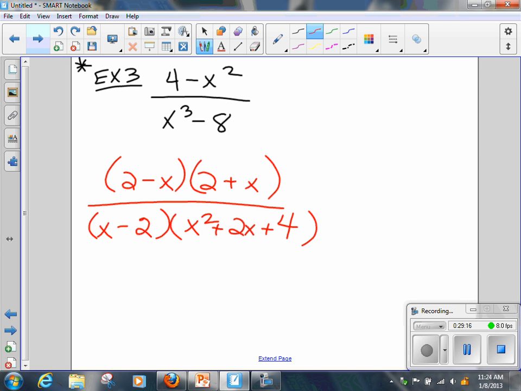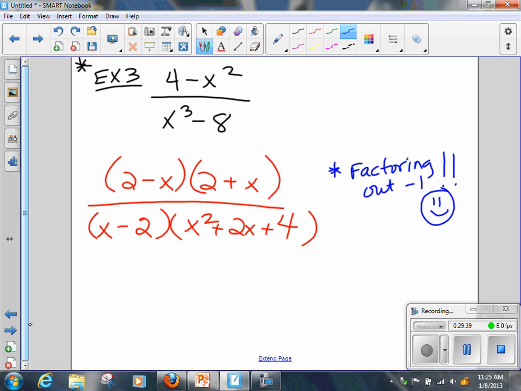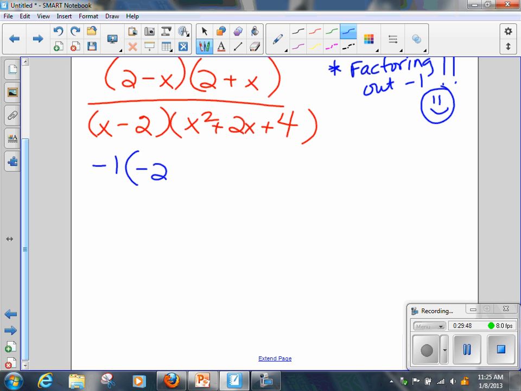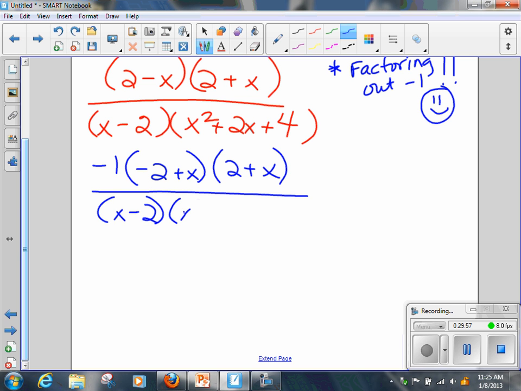So what am I going to do to this top, Kelly? Take out a -1. Factor out a -1. That's why I told you yesterday, you're going to see it again. This factoring out a -1 is important stuff. I don't know why it's all over this book, y'all, but it is. So let's factor out a -1. -1 times what gives you +2? -2. -1 times what gives you -x? Plus x. Oh, now I'm happy. Why am I happy now?